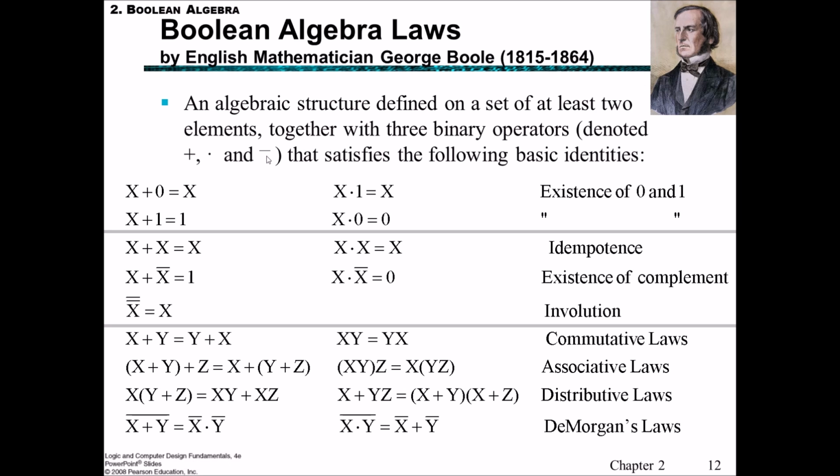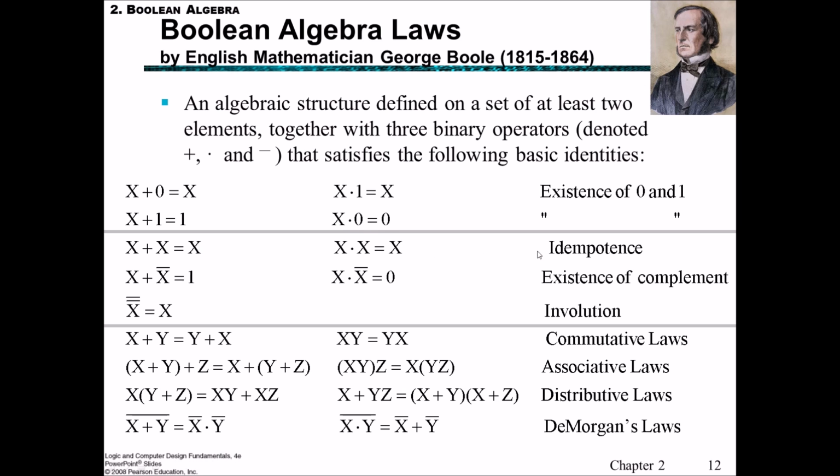The Boolean algebra laws, which are listed below, were formalized by the English mathematician George Boole in 1854. These basic identities and laws include the existence of 0 and 1, which is these first four, where x or 0 is x, x or 1 is 1, x and 1 is the same as x, and x and 0 will never happen, so it's 0.